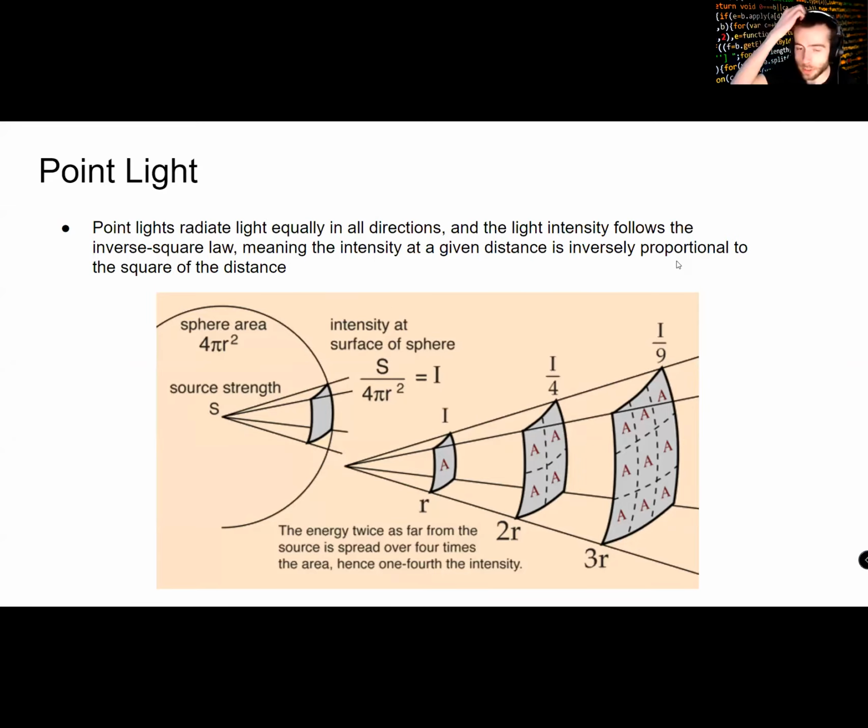The light source that we're going to use is called a point light. Point lights are probably the simplest light sources to use. They radiate light equally in all directions. And the intensity follows the inverse square law, meaning that the intensity at any given distance is inversely proportional to the square of the distance. So this is how gravity works.